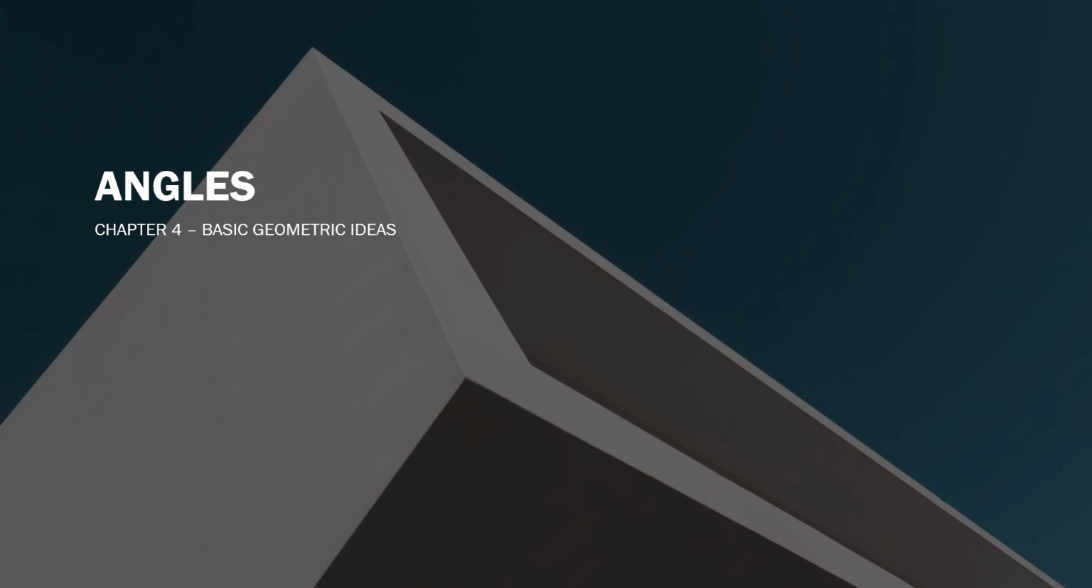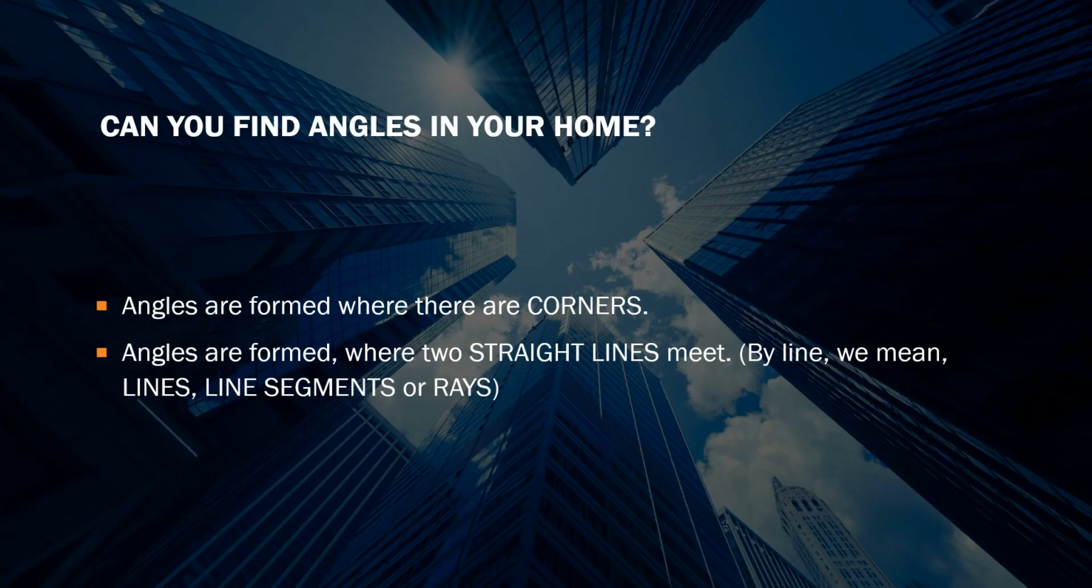Hello everyone. Today we will look at angles. This is in the chapter 4 Basic Geometric Ideas. Can you find angles in your home? Angles are formed where there are corners. Angles are formed where two straight lines meet. Here by line we mean lines, line segments or rays.